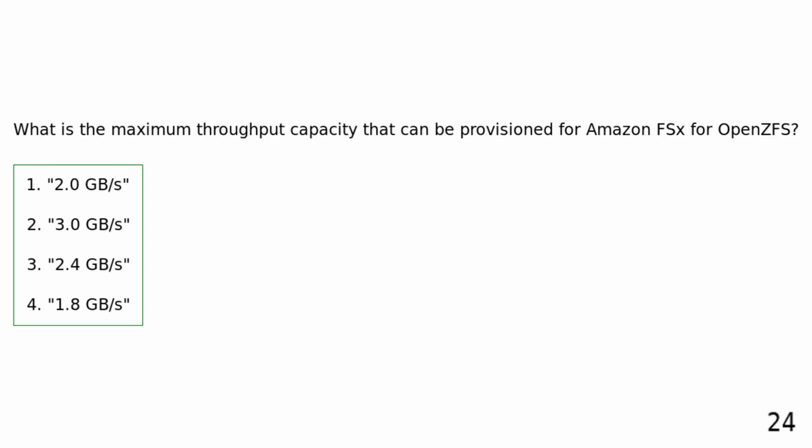What is the maximum throughput capacity that can be provisioned for Amazon FSx for OpenZFS? 2.0 gigabytes per second. 3.0 gigabytes per second. 2.4 gigabytes per second. 1.8 gigabytes per second.